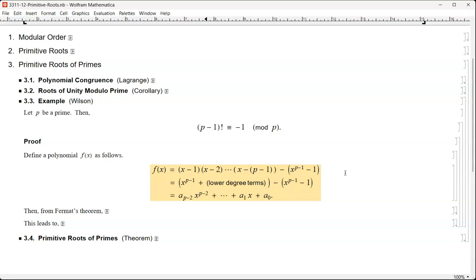Okay, and if I expand it out, then we're going to get x to the p minus 1 power. The only way to get the p minus 1 power is to take x, x, x, all x, and they all have coefficient 1. And then we'll have lower degree terms, and then subtracted by this Fermat polynomial. So what do you have? The p minus 1 powers kill each other off, and we're going to get a polynomial of at most p minus 2 degree.